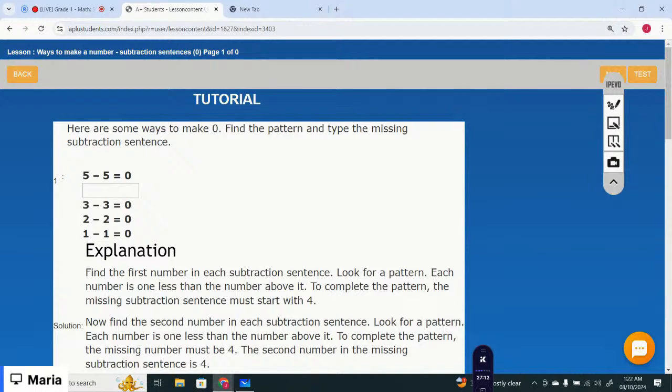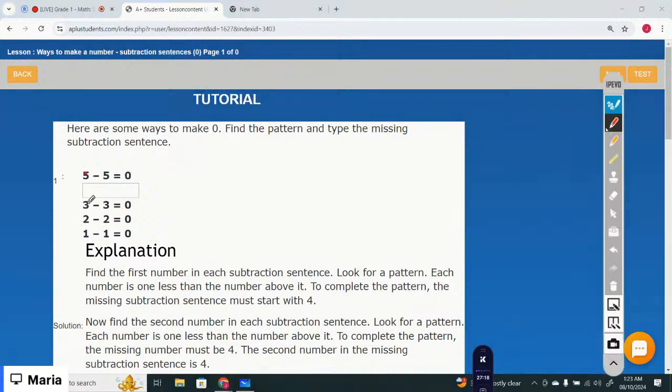So you have to find the missing number, right? Which number is missing in the pattern? So start with 5 and 3. What you need to find is which number is missing. In between 5 and 3, you have 4. So that means the missing number is 4 take away 4 is 0. Got it? So the missing one is 4 take away 4 is 0.